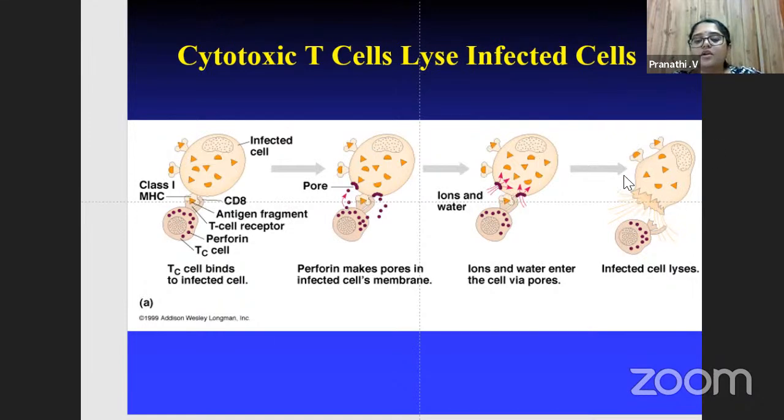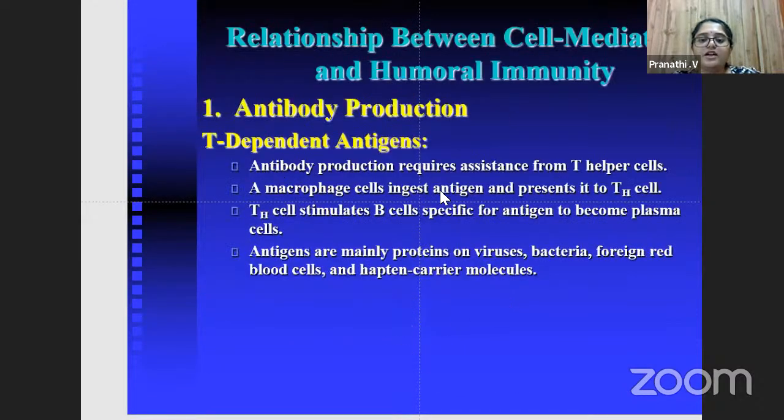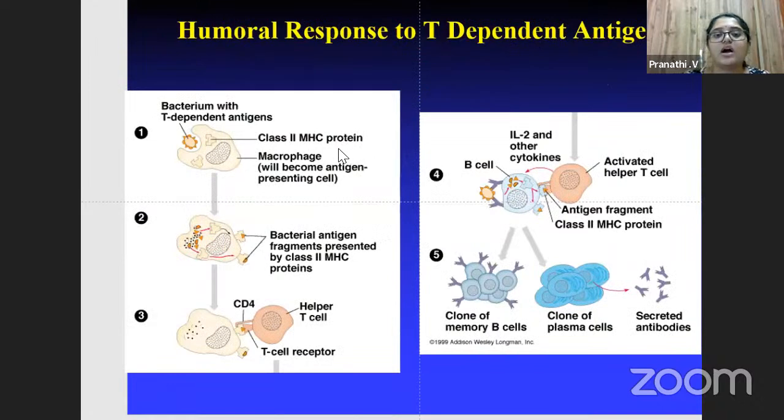And then because of all of this, the infected cell is going to be lysed. So different kinds of immunoglobulins, we have already seen, antibody protection also, how we have a humoral response. So what is happening is bacteria, and this is present with T-dependent antigens basically. So this is the class 2 MHC protein, and this is the macrophage that is present. This is going to become an antigen presenting cell.